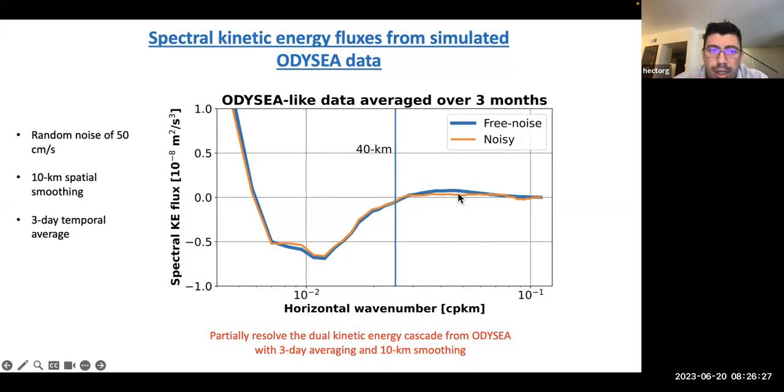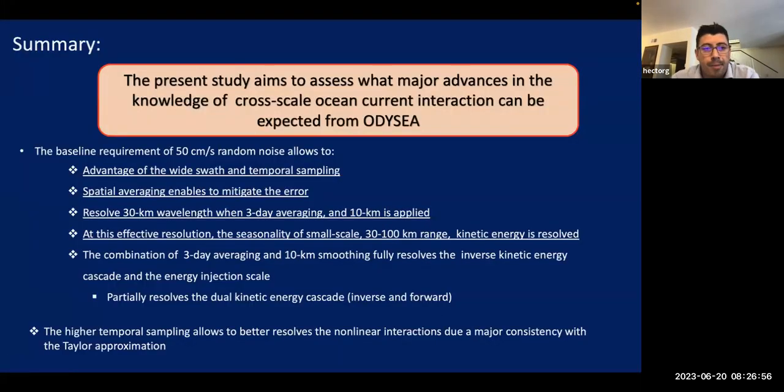However, I need to add a little bit of statistics here, or error bars, just to see if there is a significant difference between the two. But even considering this 3-day average and this 10-kilometer smoothing, we get the dual kinetic energy cascade, inverse and forward cascade, as well as the injection scale. And so just to finalize, here is a summary.